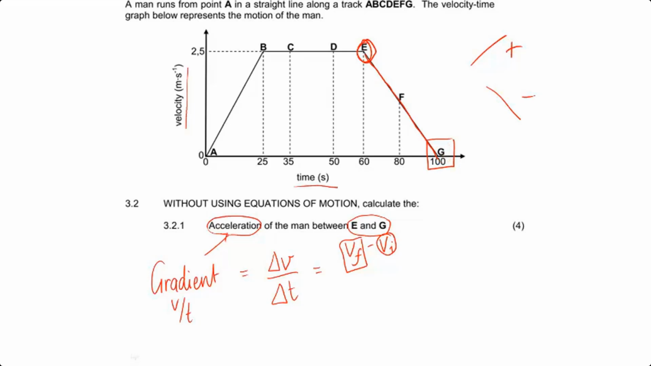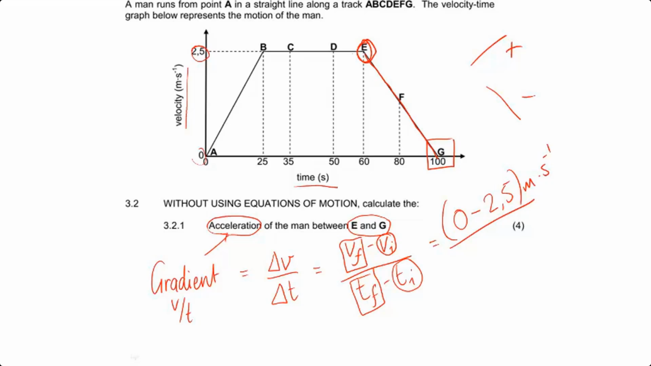So we need V final minus V initial, and that's divided by T final minus T initial. Again, T final we've indicated in a rectangle and T initial in a circle. So let's get our information. V final, along there we see it's 0 meters per second, and V initial we see is 2,5. Both of them are meters per second.